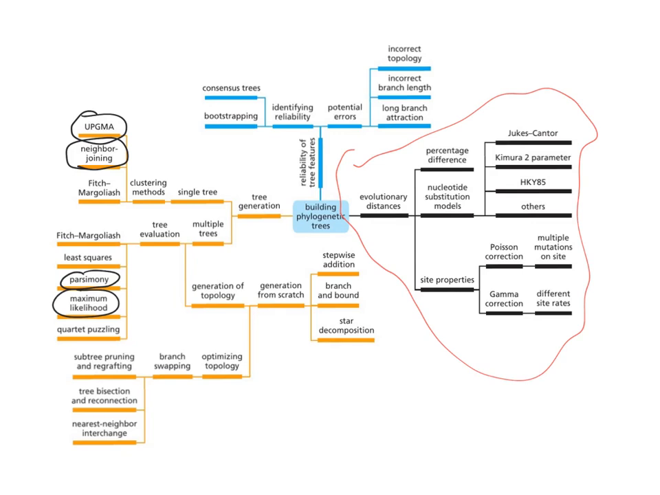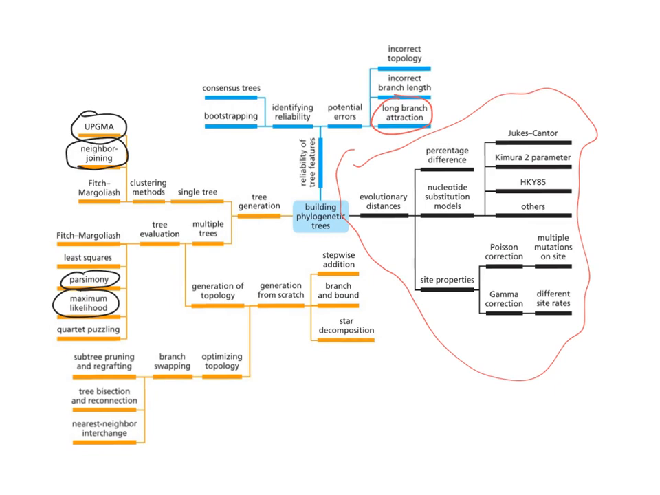Okay. One thing to note is that there are lots of things that can go wrong when you're building a tree, and we're just going to talk about one of them. I'm going to briefly mention long branch attraction. That's one thing that can go wrong when you're building a tree, but know that there are many others. Make sense? Questions?